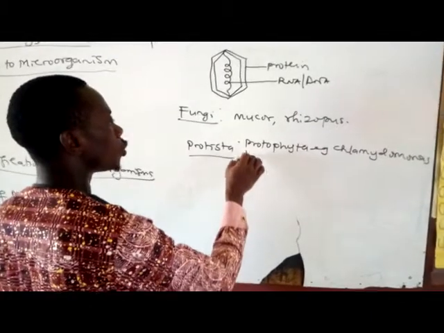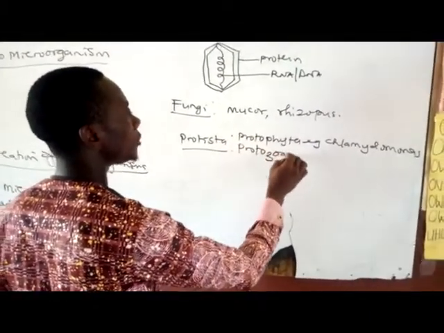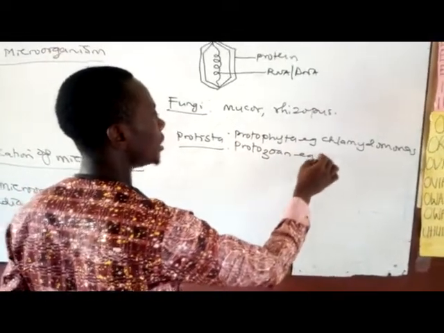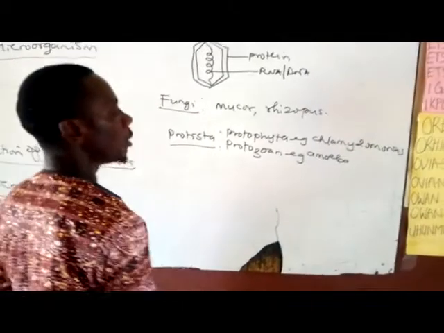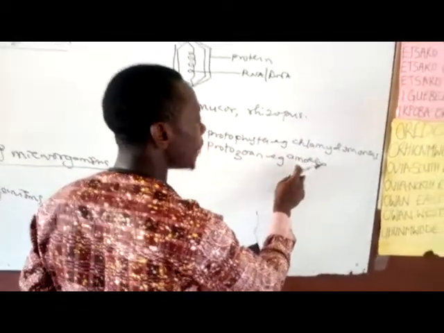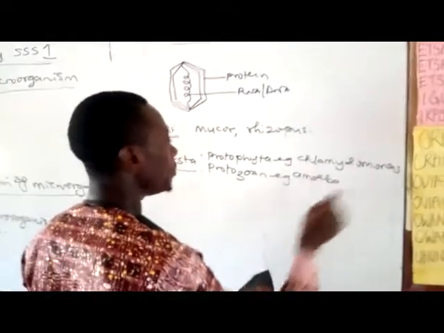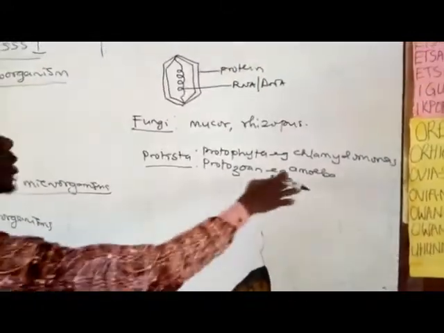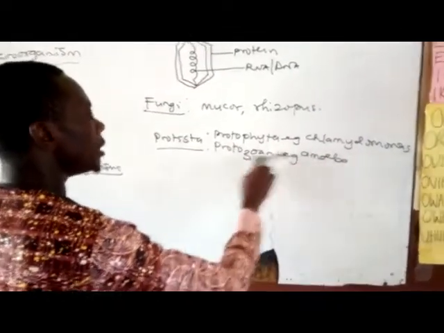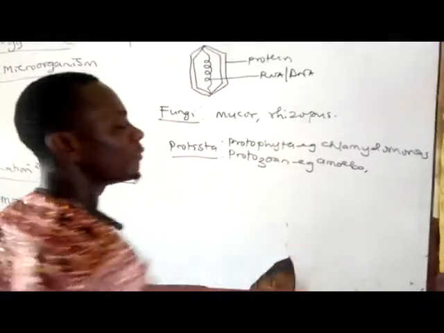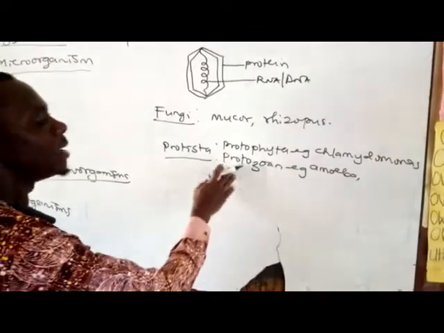While those that have animal characteristics are called protozoa. An example of the protozoa is amoeba. And of course, one species of amoeba causes dysentery. Of course, you know the one we call Entamoeba histolytica, that one that causes dysentery. So amoeba is a protozoa.